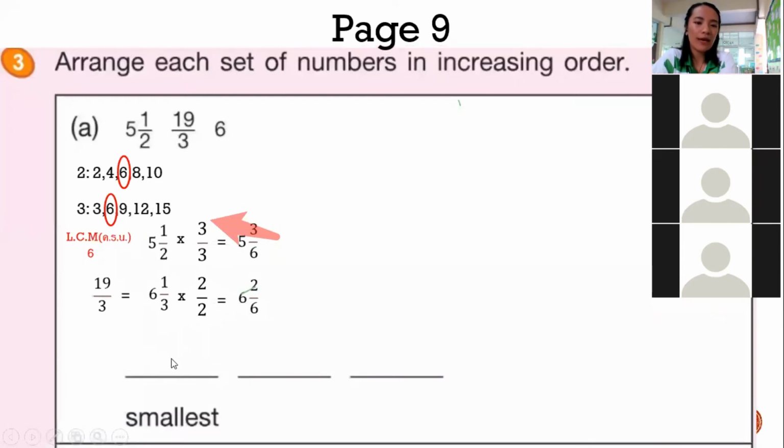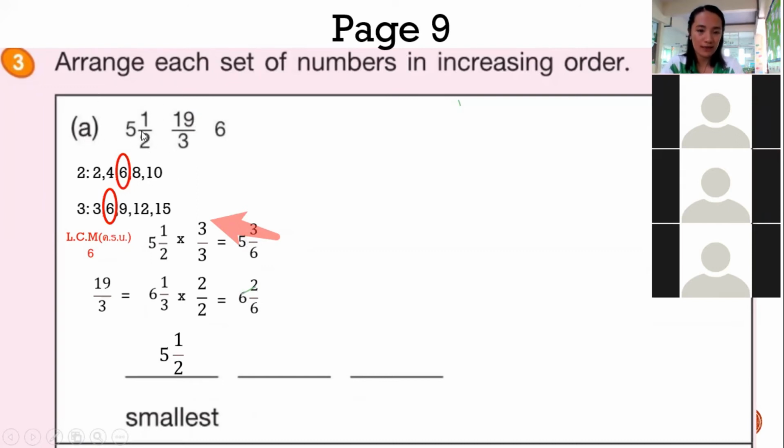Which is the smallest? So what will we write here? The first blank, the second blank, and the third blank. Which is the smallest? Is it 5 and 1 over 2, 19 over 3, or 6? Look at the whole number here, 5 and 6. Which is smaller, 5 or 6? The answer is 5 and 1 over 2.